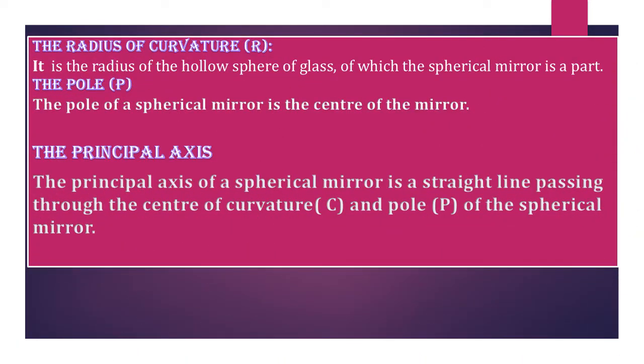Children, so let us repeat the definitions again. The radius of curvature R is the radius of the hollow sphere of glass of which the spherical mirror is a part. The pole P of a spherical mirror is the center of the mirror, or the midpoint of the spherical mirror. The principal axis of a spherical mirror is a straight line passing through the center of curvature, noted by C, and the pole capital P of the spherical mirror.